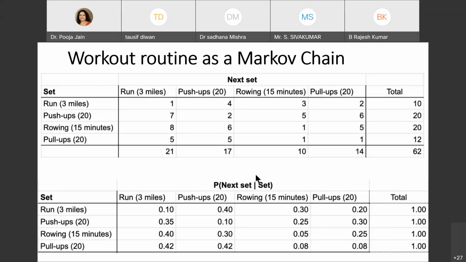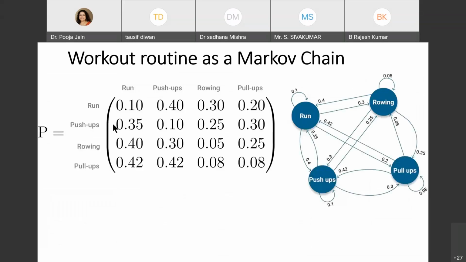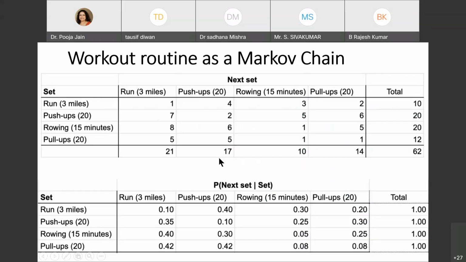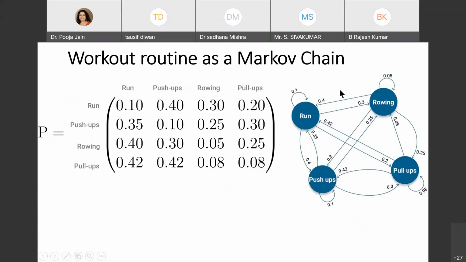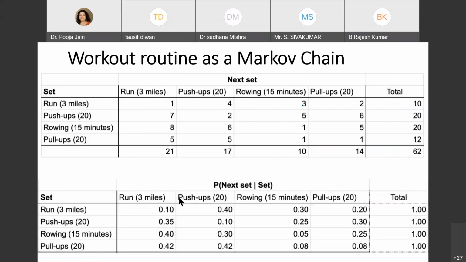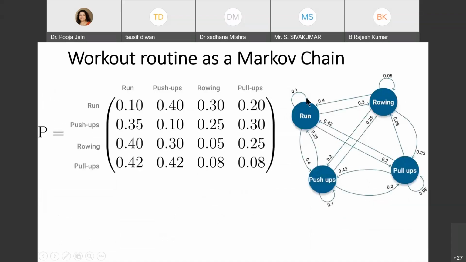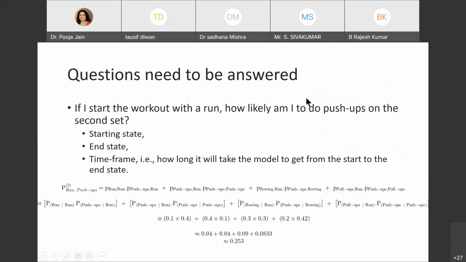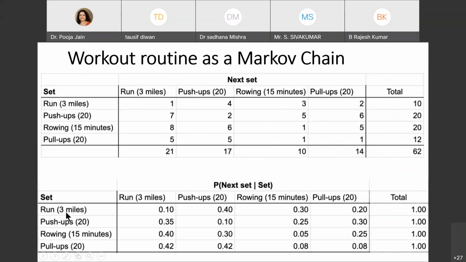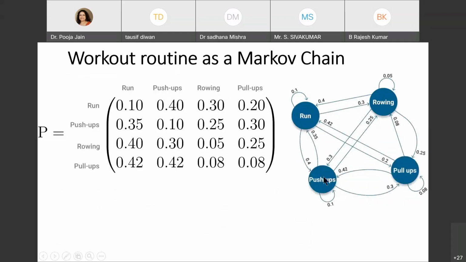Now in the next step, you form a transition diagram. In total, how many states are there over here? Look at this. These are the set: running, push-up, rowing, and pull-up. So we can write like this: running, push-up, pull-up, and rowing. What is the probability? Running after running, the probability is 10%, 0.1. Then push-up after running, means running to push-up, is 0.4.